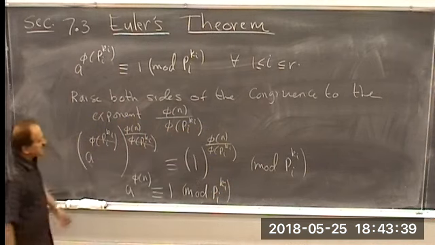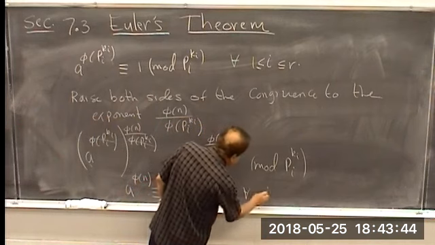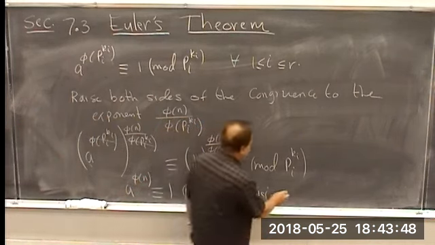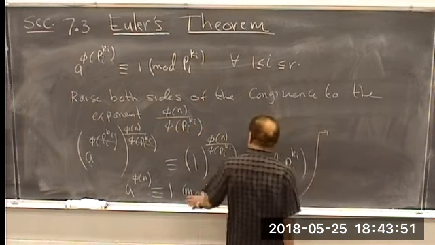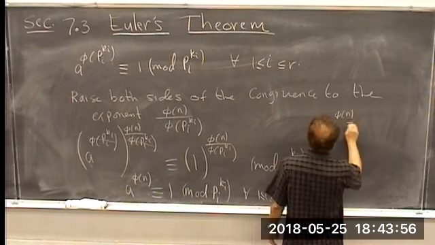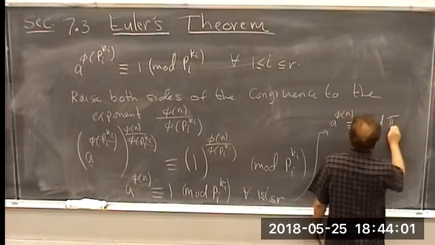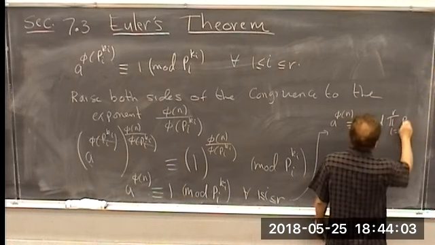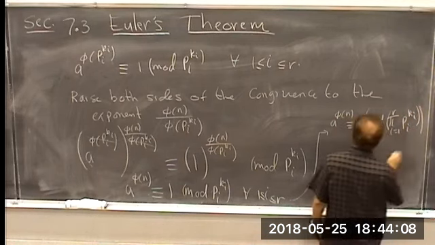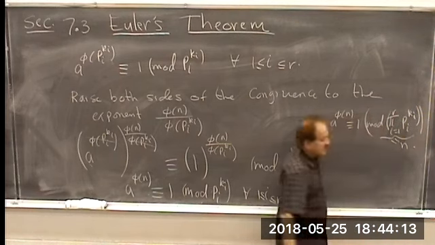Now, the last step, since this is true for every i, like we did with the Chinese remainder theorem, this implies a to the phi of n is congruent to 1 mod the product of all the prime powers. And of course, this product is equal to n. All right, this is it.